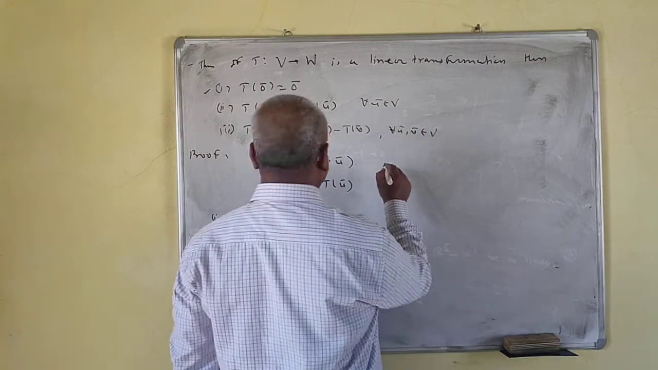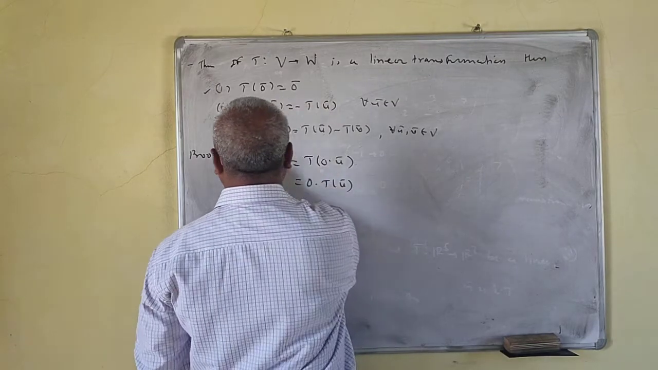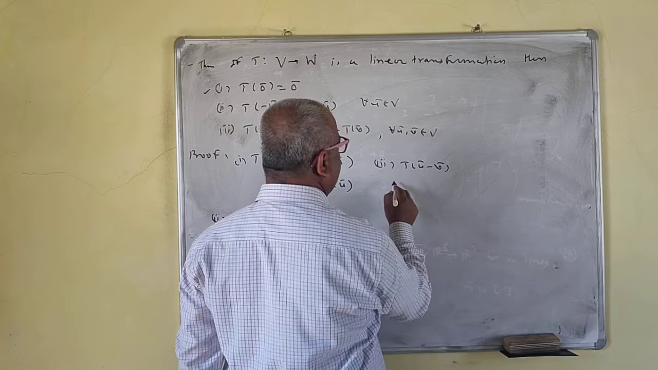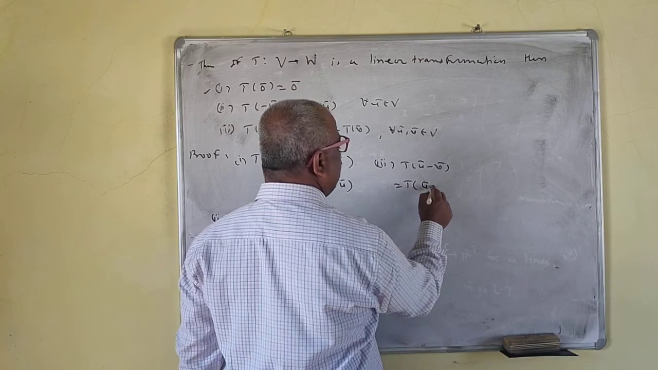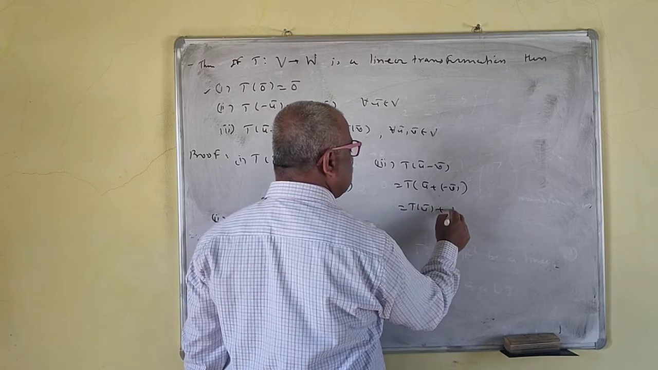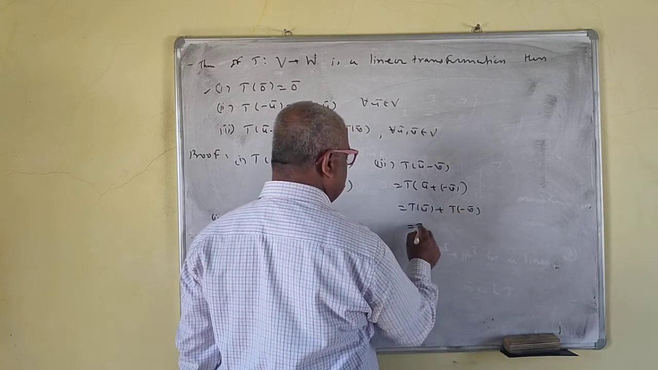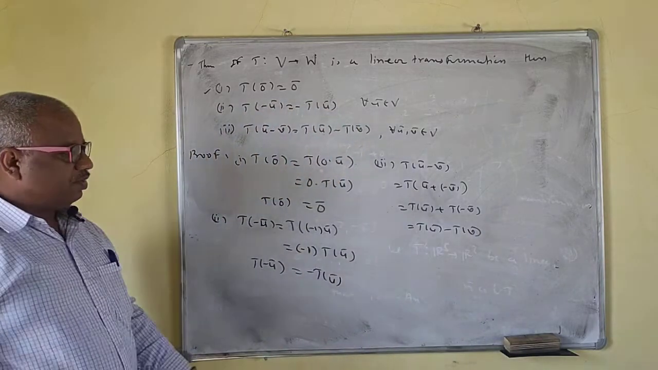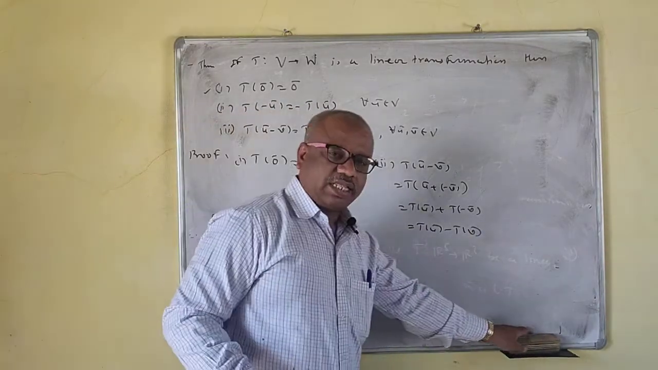Okay, now third. This is the second, and this is the first one. Now the third one, T of U bar minus V bar. So this is T of U bar plus minus V bar. Okay, so this is T of U bar plus T of minus V bar. So this is T of U bar minus T of V bar. Okay, so the theorem is over. Very interesting theorem actually this is.